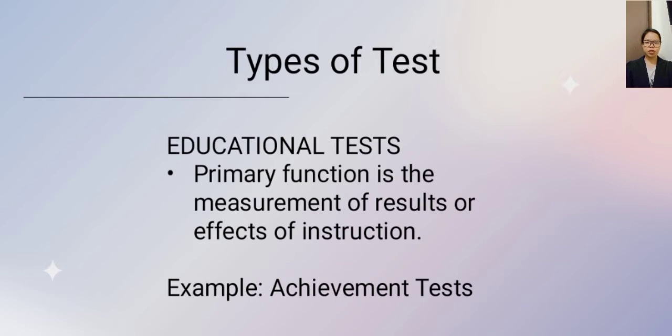Now let's move on to the pen and paper types of test. Educational test. Primary function is the measurement of results or effects of instruction. It's used to examine someone's knowledge of something to determine what they know or have learned. For example, achievement test. It is a test of developed skill or knowledge. The most common type of achievement test is a standardized test developed to measure skills and knowledge learned in a given grade level, usually through planned instruction such as training or classroom instruction.